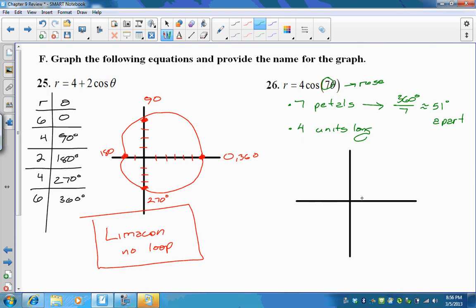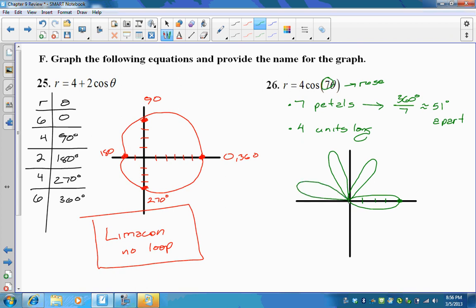So I'm going to go 4 units out on the positive x-axis. So there is my first petal. And then I need to spread my petals out about 50 degrees. So my next one's going to go out towards 50 degrees, which will be up here-ish. Another 50 degrees would be around 100 degrees, so that's just after 90. Another 50 degrees would be about 150, so that's going to be about here.